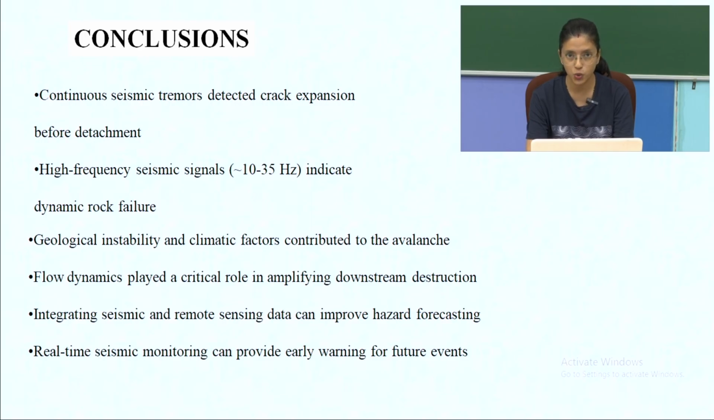This disaster showed that seismic stations can detect signs of failures prior to any event. Signals we saw ranged from 10 to 35 Hz that are particular for shallow, near surface rockfalls and avalanches. So, what we conclude from this entire investigation is that the study underscores how real time seismic monitoring, especially high frequency precursory tremors, can be leveraged to detect early signs of slope instability.